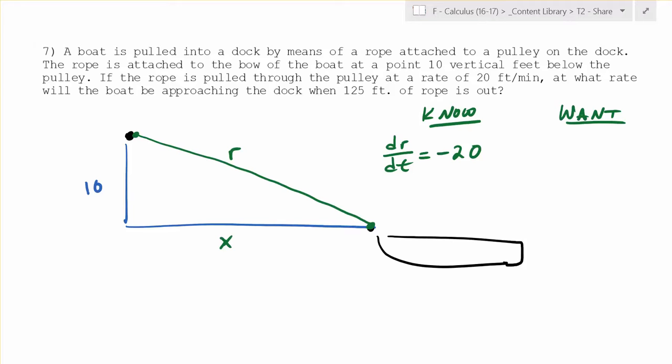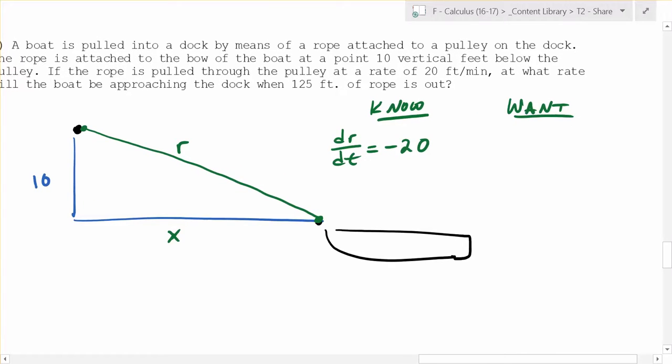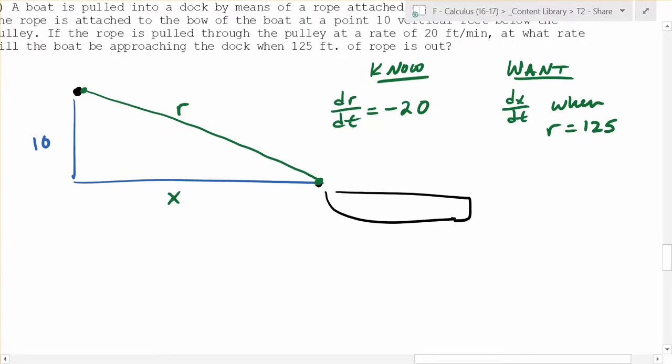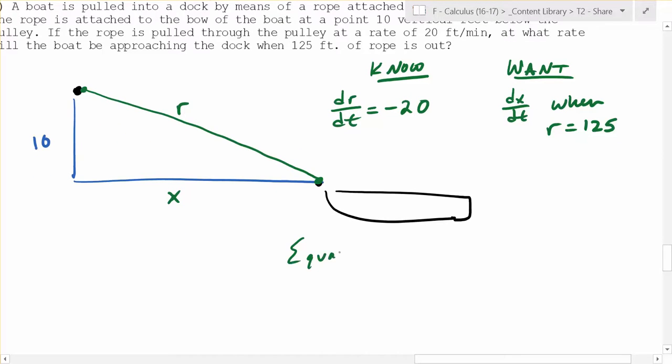What do we want? We want dx/dt when what? When r equals 125. Do you agree with that? Yeah. When r equals 125. Okay, so let's write our equation now. What's our equation going to be?